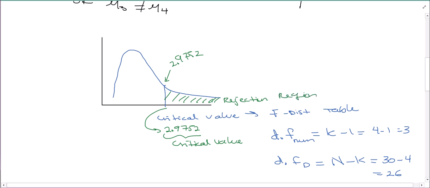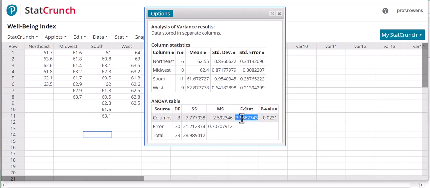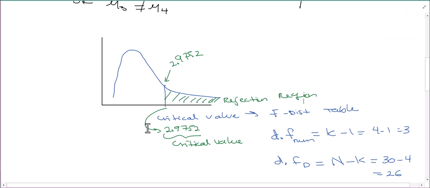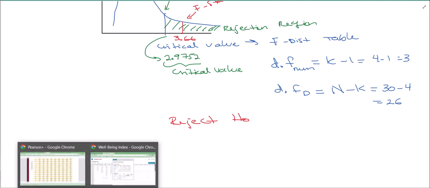So now let's look at our statistic. Notice that our F statistic was 3.66. Does that fall in the rejection region or no? It will, right? 2.9752 is here, so 3.66 is over here. So this is our F statistic, which is in the rejection region. Therefore, this tells us that we reject the null hypothesis. Now, the other way that we can do it is by looking at the p-values.